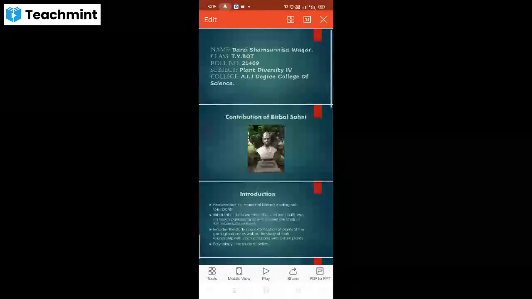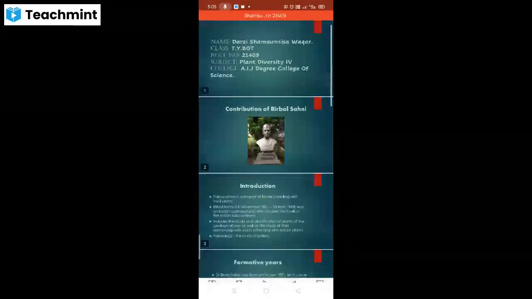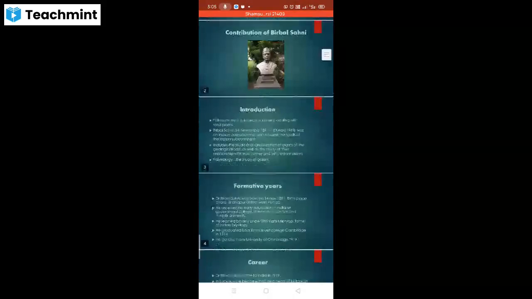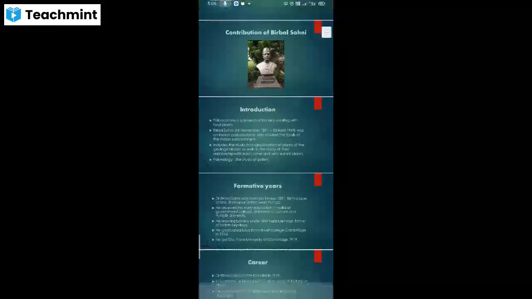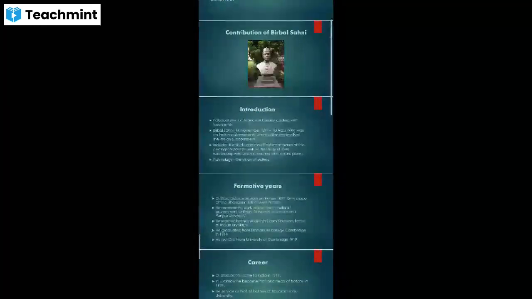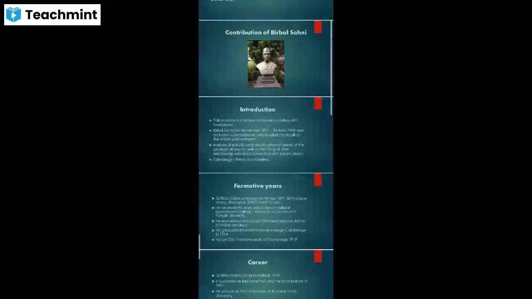Introduction. Paleobotany is a branch of botany dealing with fossil plants. Dr. Birbal Sahni, who was born on 14 November 1891, was an Indian paleobotanist who studied fossils of the Indian subcontinent. He died on 10 April 1949. Paleobotany includes the study and classification of plants of the geological past as well as the study of their relationship with each other. And palynology is the study of pollen.